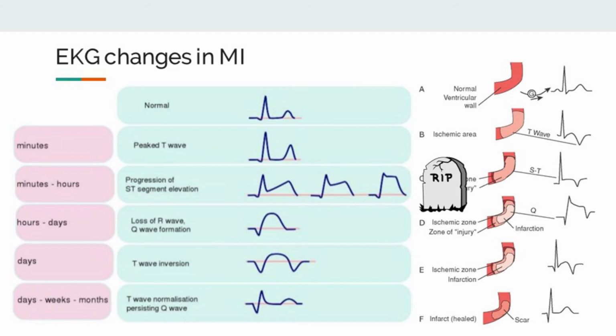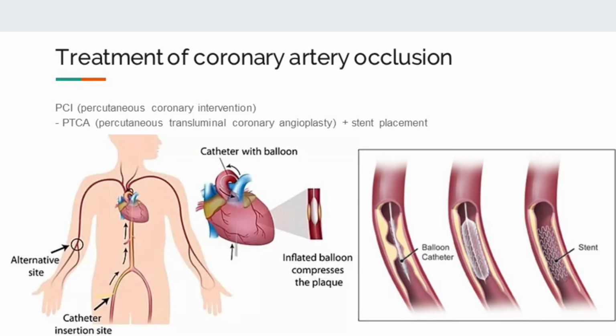So we talked about what a CAD is, what can happen when a plaque ruptures, and some of the changes that are seen on the EKG when someone is having a STEMI or a non-STEMI. Let's talk about how we treat these things. One of the most common methods of treatment is called PCI, which stands for percutaneous coronary intervention. The groin or the wrist is usually utilized as the entry site. A catheter is threaded up to the heart and the coronary arteries are accessed.